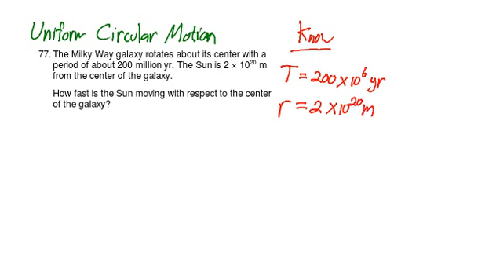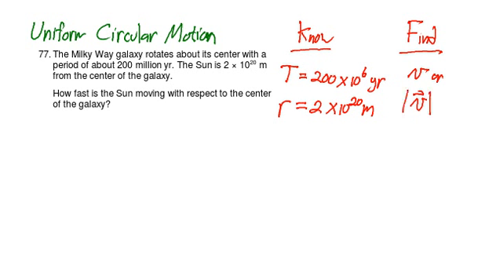Alright, and so what we want to find in this problem is given in the second paragraph, and so that's some information about the motion of the Sun, and we're asked to find out how fast it's moving with respect to the center, and so that would be equal to the speed that I could write as v, or I could write it as the magnitude of the velocity.